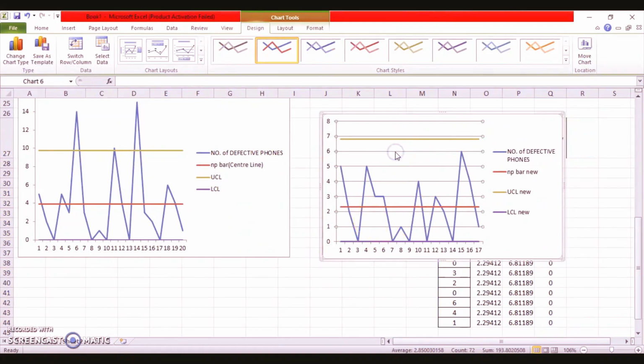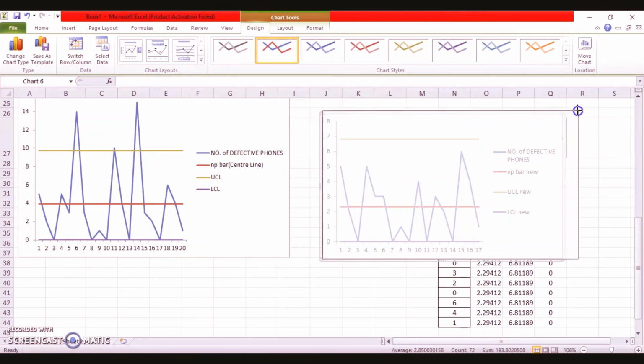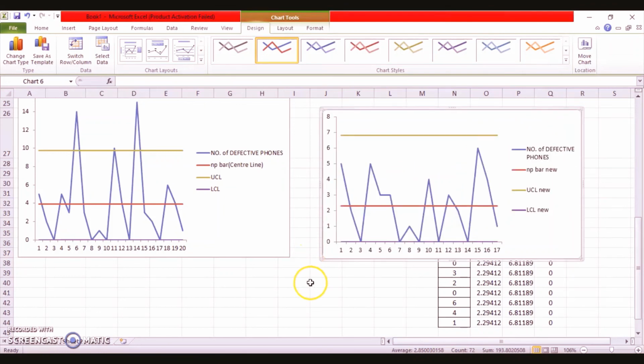Let's remove the grid lines for a better view. You can see there were earlier 3 points showing 3 discarded sample points or 3 out of control samples, but after the revision you can see there is not a single point exceeding either the upper control or the lower control limit. So I think it's now clear to you how to prepare a revised NP chart.